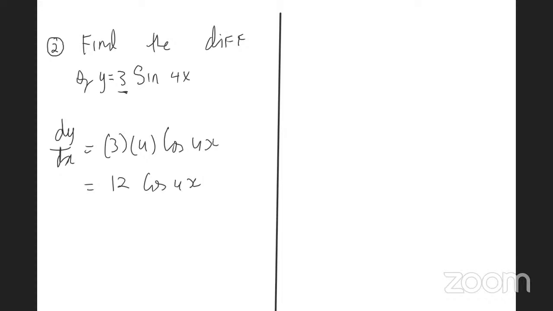Since we're here, what are we going to do to differentiate this? y is equal to 2x plus 1 over cos x. Are we differentiating that? We're going to use quotient rule. Very good. Go ahead, use quotient rule.